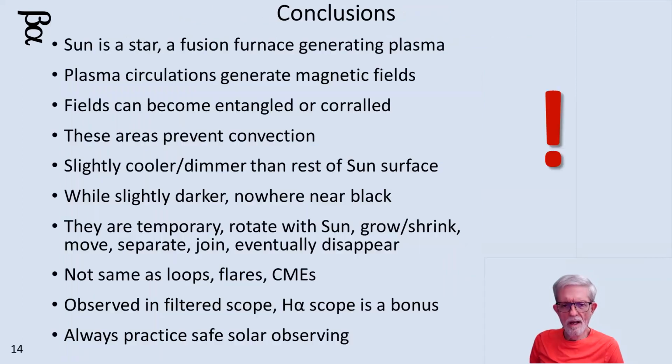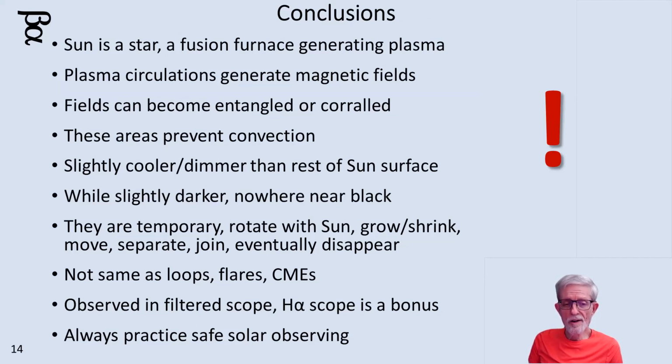So in conclusion, our sun is a star. It's a fusion furnace generating plasma as it consumes hydrogen, eventually helium. The plasma circulations, because plasma is electrically charged, generate magnetic fields as they swirl around at high speed. These fields can become entangled or corralled, and that prevents convection. And by preventing convection, that area will get slightly cooler, which makes it slightly dimmer than the rest of the surface of the sun. And there you have your spot.